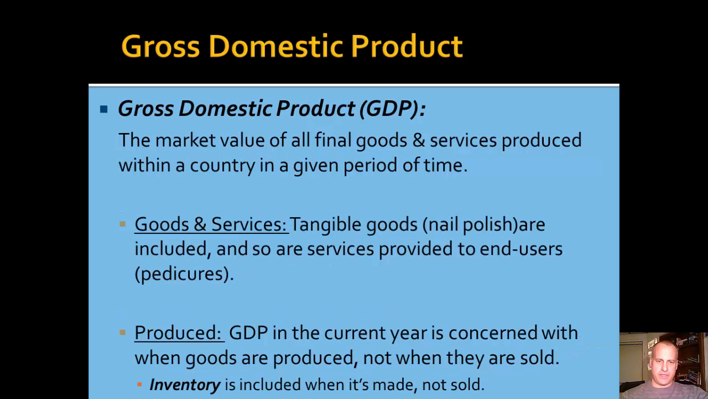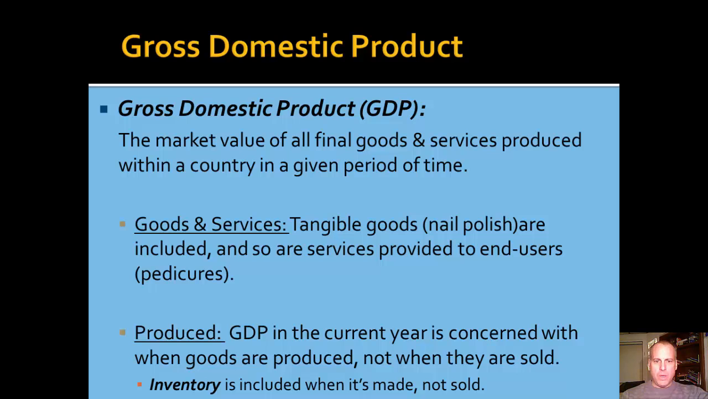Goods and services. What is meant by goods and services in GDP? Well, it's important to note that both tangible things and services that are provided to end users that represent final goods to consumers are counted in GDP. So, for instance, if we buy a bottle of nail polish, the bottle of nail polish would count as part of GDP. If we went for a pedicure, the pedicure service provided by the nail salon would also count as GDP.